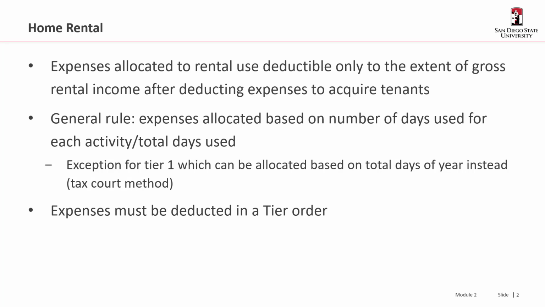And there's a separate method by which you can allocate those, known as the tax court method, which says the denominator isn't just the total number of personal and rental days, but it's the total number of days in the year. And I'll show you how that affects the calculation in a second. And of course, expenses must be deducted in tier order. Tier 1 first, then Tier 2, then Tier 3.